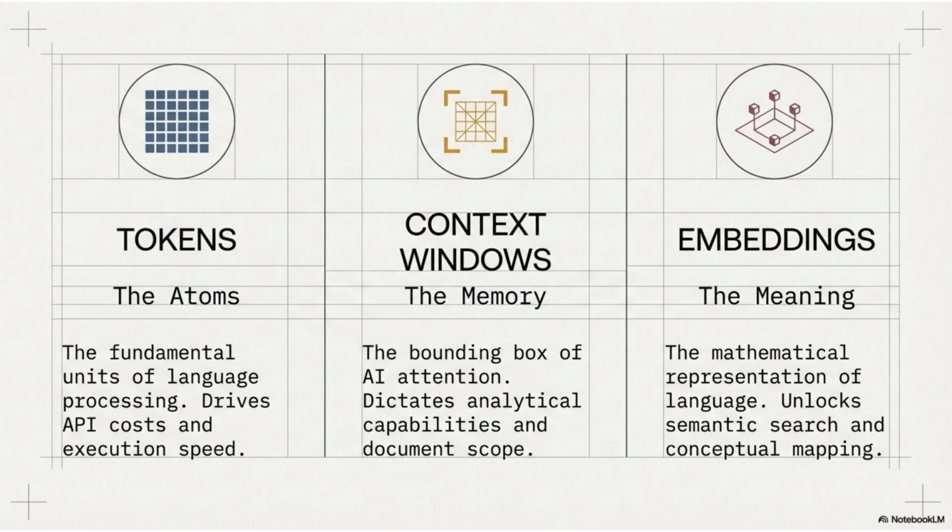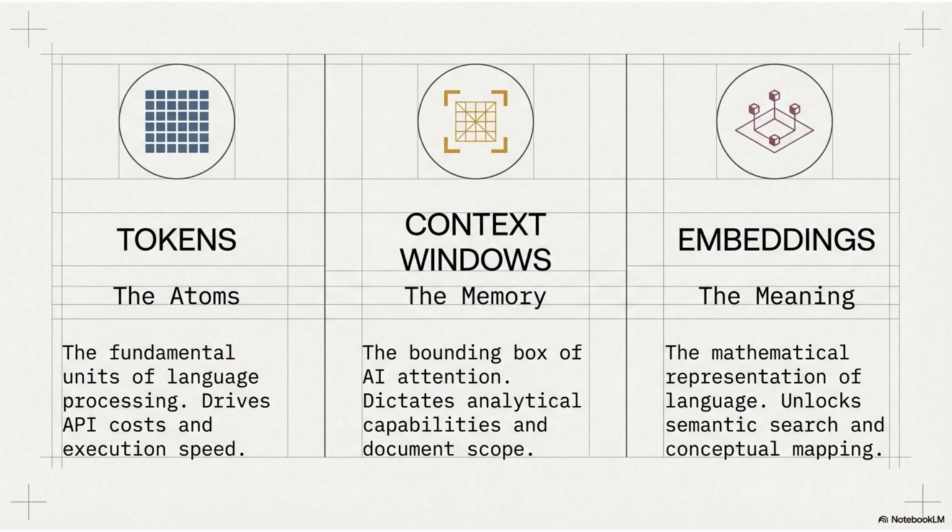On the left, tokens, the fundamental units of language processing. They drive your API costs and execution speed. In the center, context windows, the bounding box of AI attention. They dictate what the model can analyze and how large a document it can handle. And on the right, embeddings, the mathematical representation of language. They unlock semantic search and conceptual mapping.